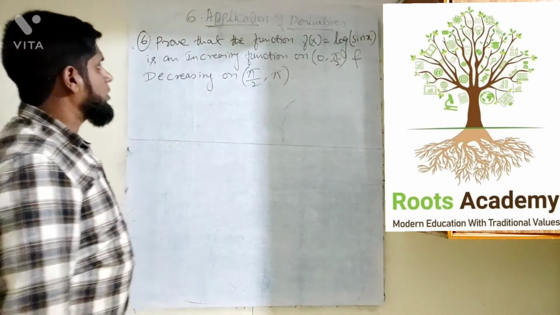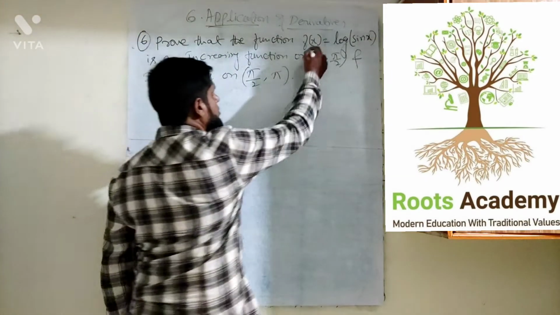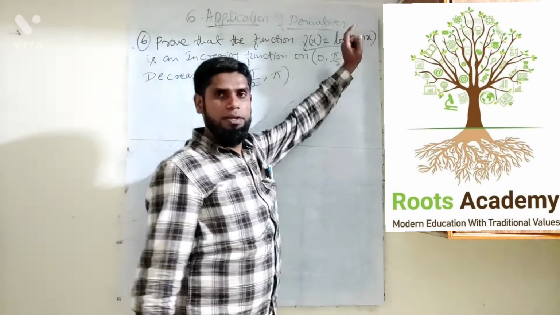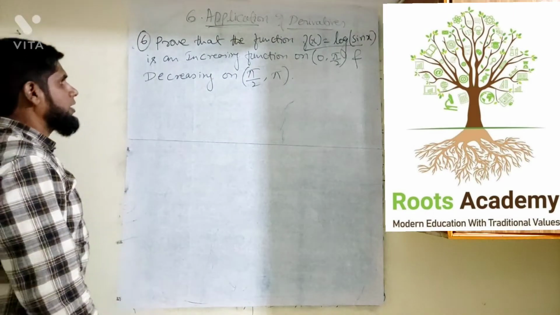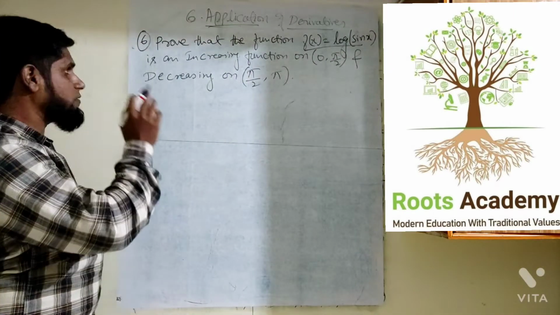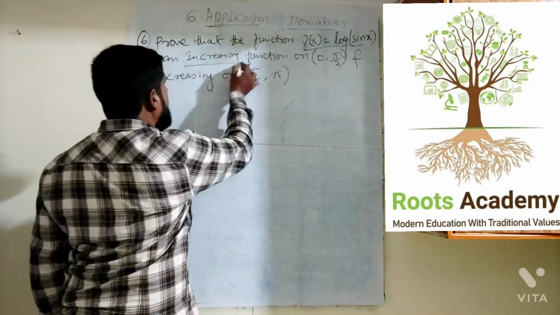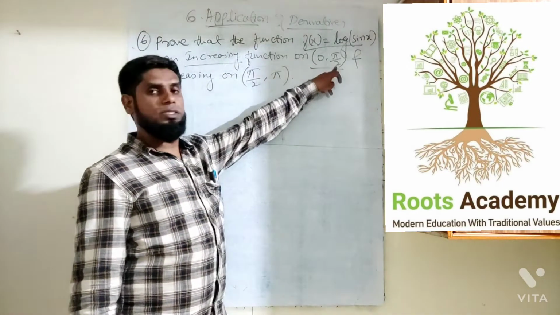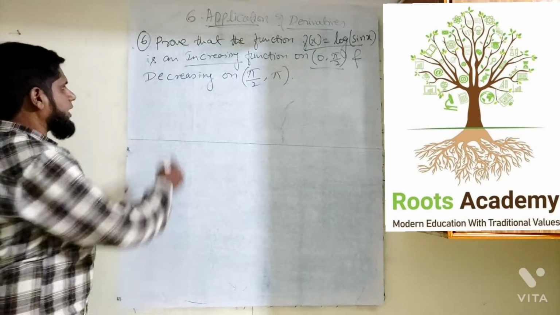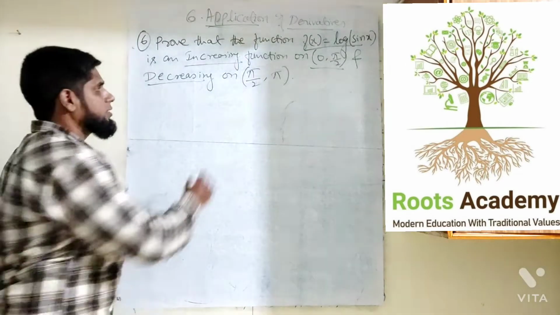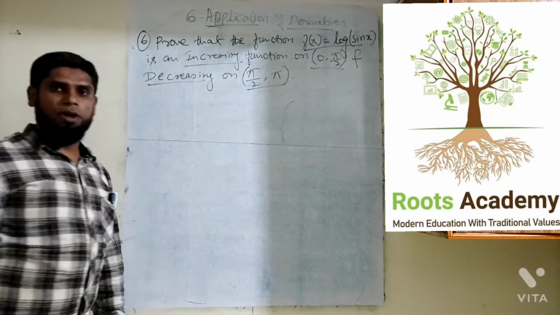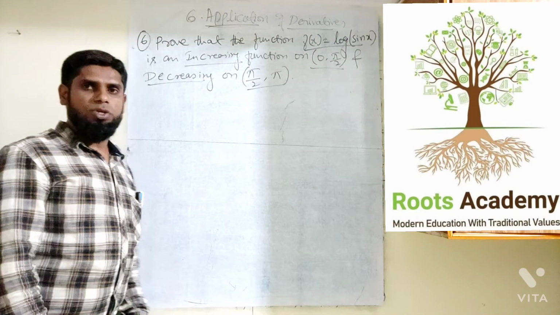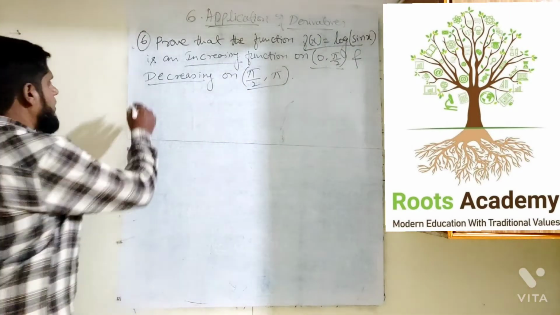Student, here in this problem, he has given a function y is equal to log of sin x. We must apply the chain rule if we are differentiating it. And it's telling that we should prove this function is increasing on this interval, that is in the first quadrant 0 to pi by 2, and in the second quadrant it is decreasing. That we should prove. So let us see how we can solve this.